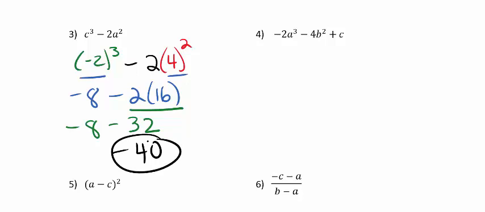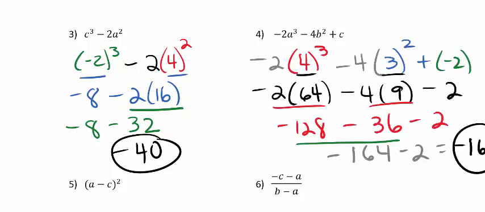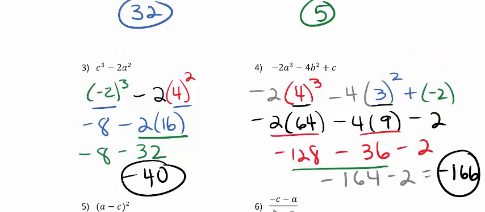Go ahead and pause the video and try number 4 on your own, and then come back and check your answer. So now you can come back and check your answer here, plugging in A equal to 4, B equal to 3, and C equal to -2. Plugging in those values, we took care of our exponents first, so 4 cubed was 64, and then 3 squared was 9, and then we took care of the multiplication, -2 times 64, and then -4 times 9, and then we added and subtracted in order from left to right and got -166.